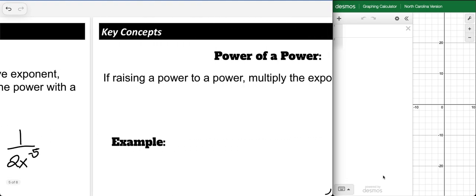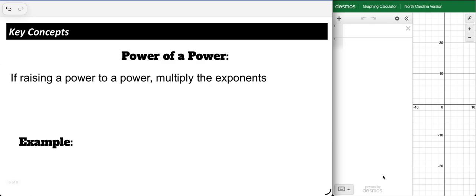In our next law, we have what is called the power of a power. In a power of a power, it says that if you are raising a power to a power, which is an exponent to an exponent, you're going to multiply those exponents. Okay? So if we're raising a power to a power, which is the same thing as an exponent, you're going to multiply the exponents. All right? Now this one is only really focusing on a single base.